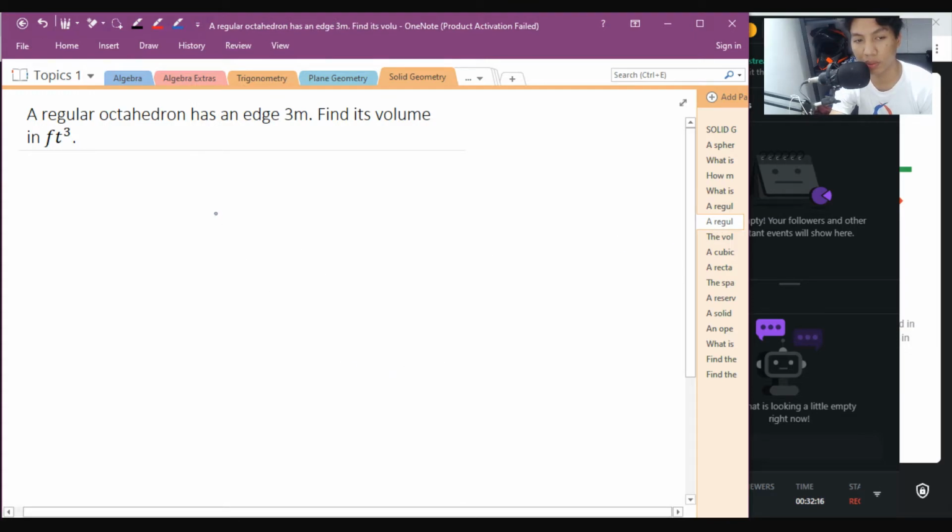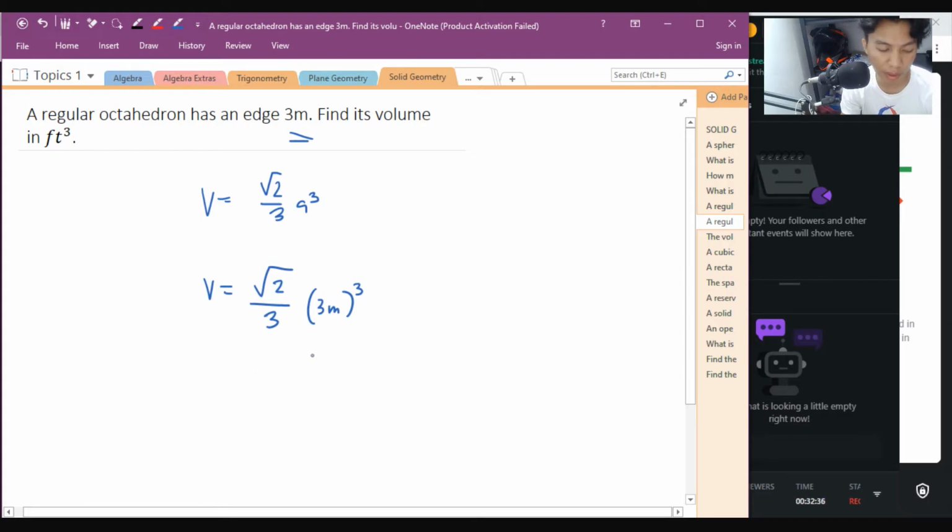Yan, octahedron. Volume is equal to square root of 2 over 3 a cube. Ano ba yung a cube natin dyan? That is 3 meters yung edge. 3 times 3 times 3, that is 27. Divide by 3, that is 9. Tama ako? Tama. So, 3 times 3 times 3. Bali, meron ka 9 square root of 2 meters cube.